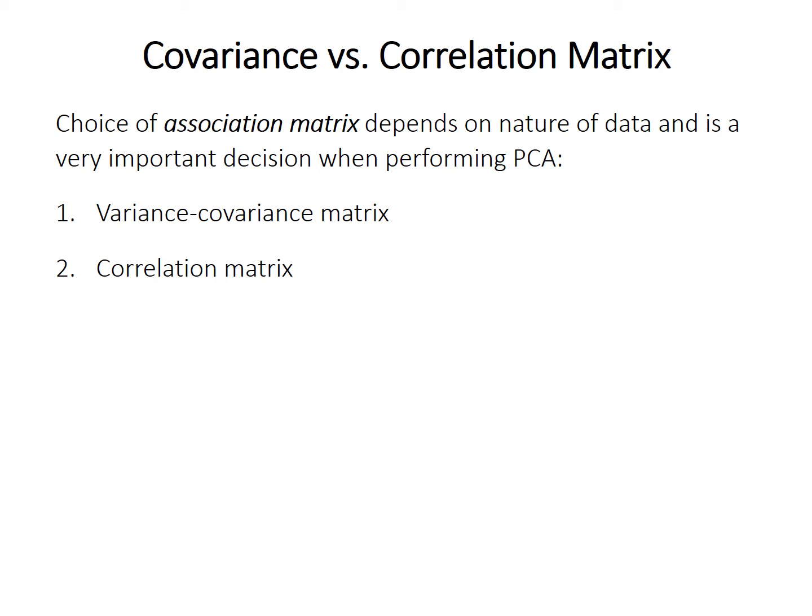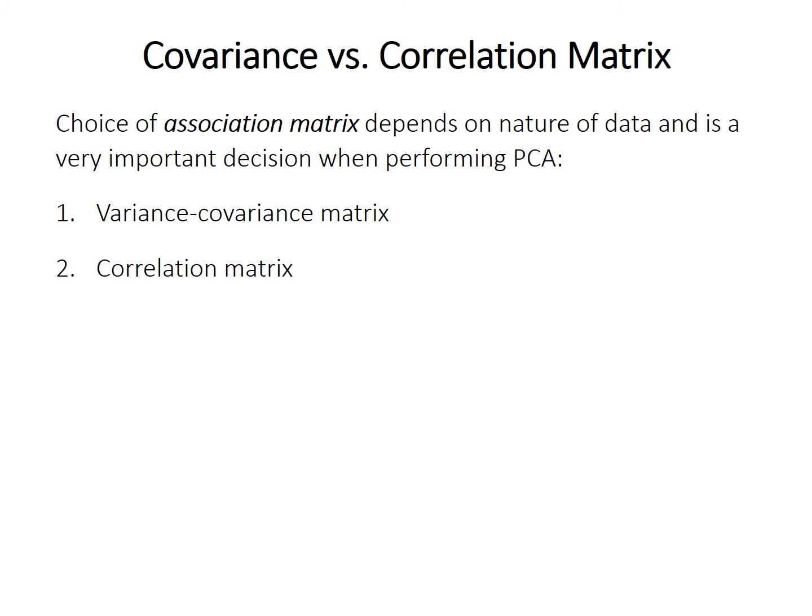So the example that I demonstrated used the eigenvectors of the variance-covariance matrix. But that's not the only way, and it probably wasn't the best way for the example that I used either. In fact, the choice of association matrix is a very important decision that you have to make. So the other option is to use the eigenvectors of the correlation matrix.